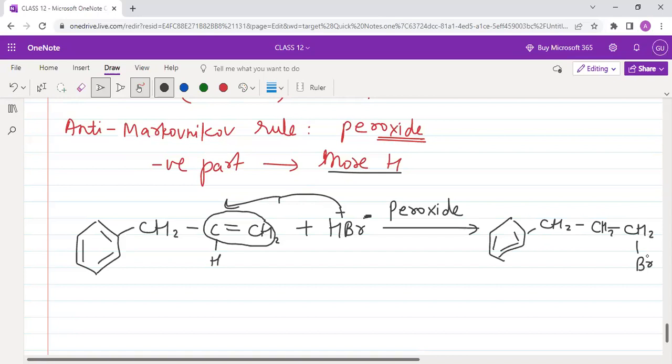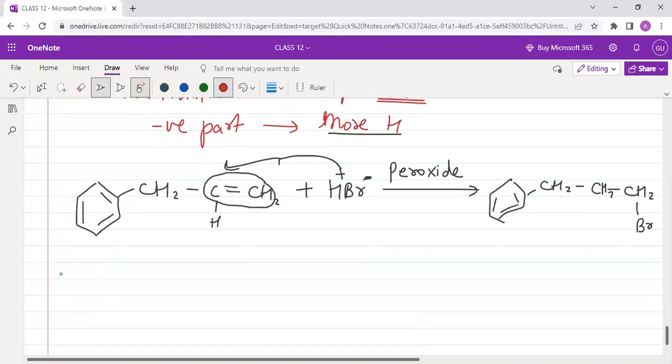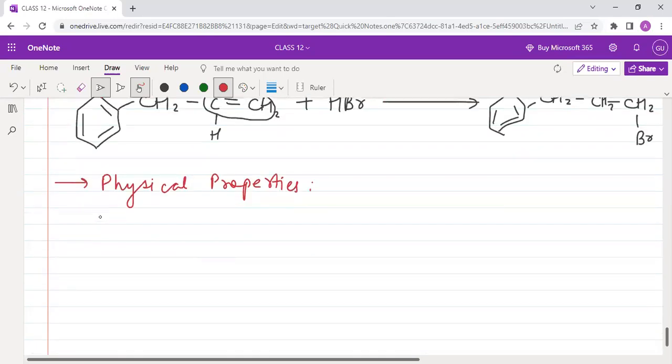Okay, fine. So next we'll discuss physical properties. What comes under physical properties? Melting point, boiling point, solubility, and density. Now suppose we keep the alkyl group the same, and we have different alkyl halides, like RF, RCl, RBr, RI. That means alkyl fluoride, alkyl chloride, alkyl bromide, alkyl iodide.